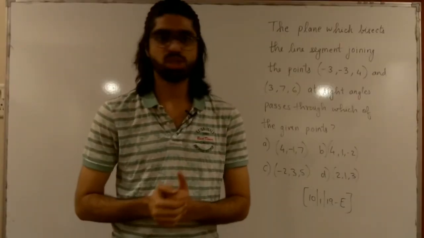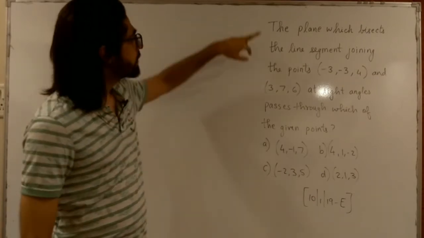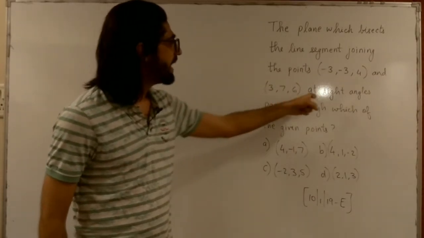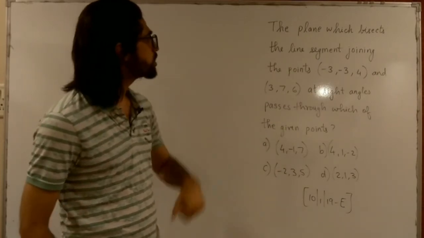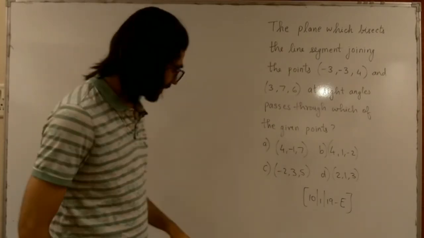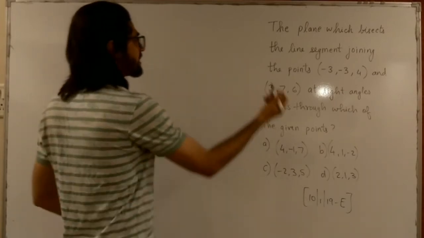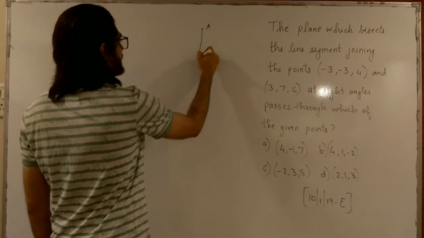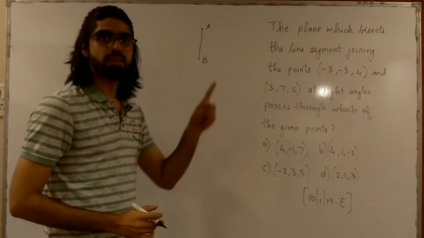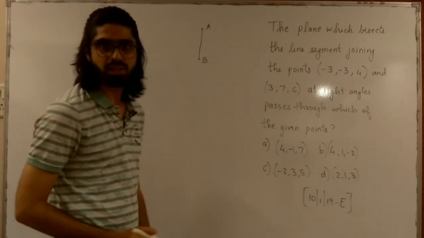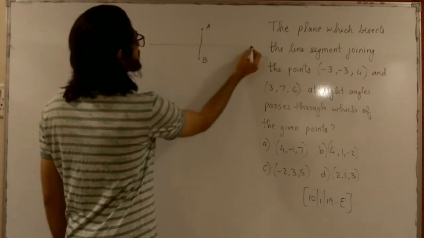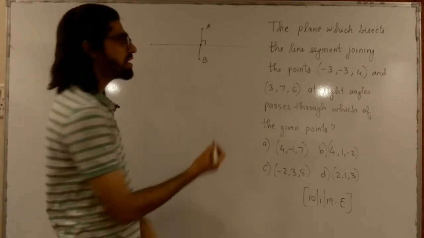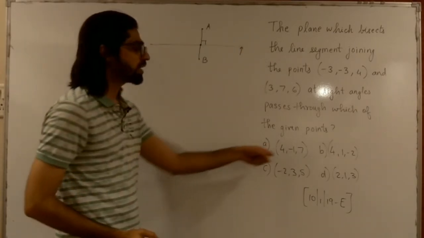Yet another straightforward question. Have a look at it. The plane which bisects the line segment joining this point and this point at right angles passes through which of the given points? So what they are saying is there are 2 points given to you. Let's take the first point as A and the second point as B. And there is a plane which is bisecting the line joining these 2 points at right angles. So the plane is going to go like this. It is bisecting the line and that too at right angles. And now they are asking you that this plane passes through which of the given points.